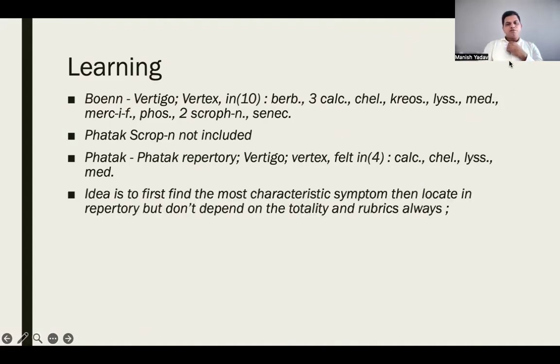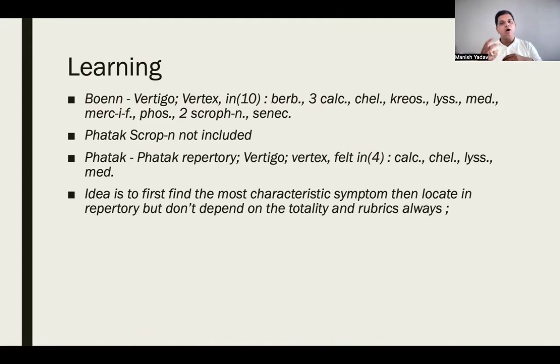So the idea is to first find the most characteristic symptom, then locate it in the repertory, but don't depend on totality and rubrics alone. Explore. Why are we doing these things? Like Boger, I have picked up. Earlier I had picked up Boenninghausen. Maybe next, once I finish this, I will talk about Kent, Nair, Clark. I use all repertories. To my surprise, many times when an important symptom is there, I take it in Nair, in Clark, somewhere else, Boericke sometimes, and the remedies are completely different. They can say you combine everything, but how much can you keep combining?